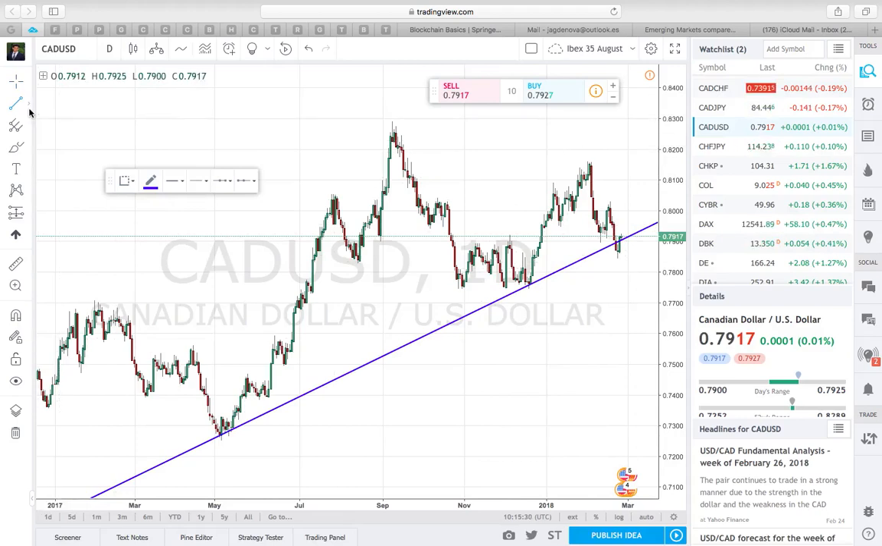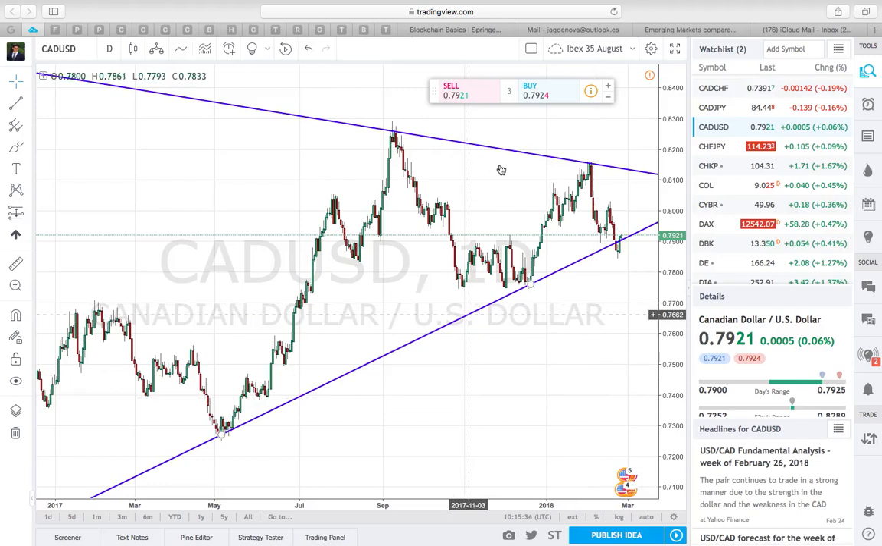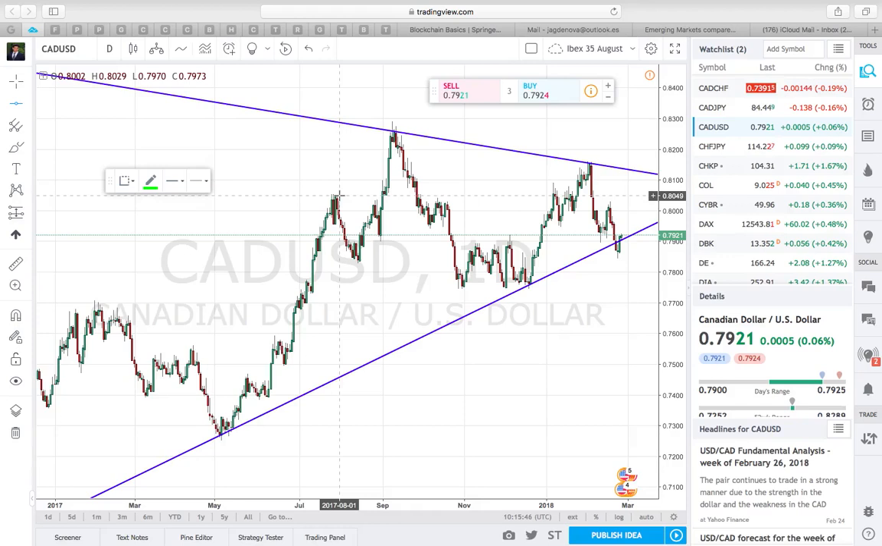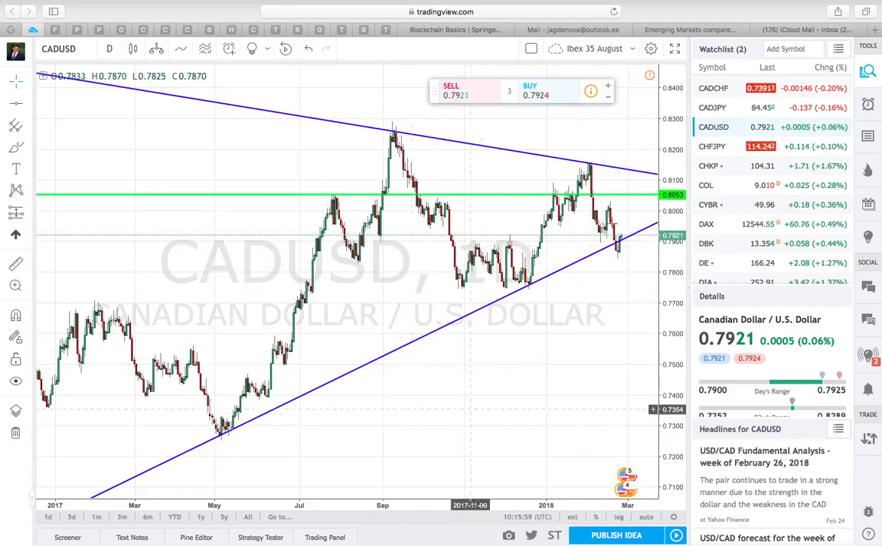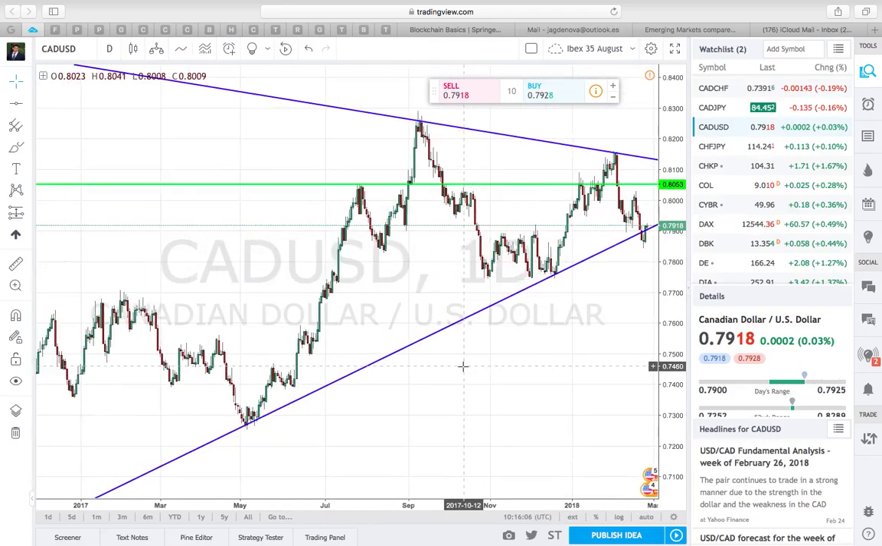Another resistance we can see here is this one. We can see how it's forming a triangle channel. Not really important. We can see a horizontal line here. We can see a little bit of resistance here and here, but it is still a long way, so we can capture this movement. Until it gets here, there is a lot of movement to be made. So for now, it looks good. It doesn't look bad.